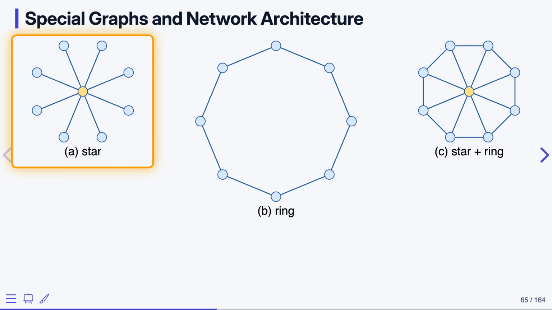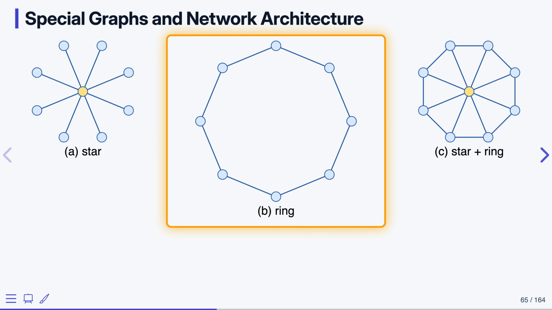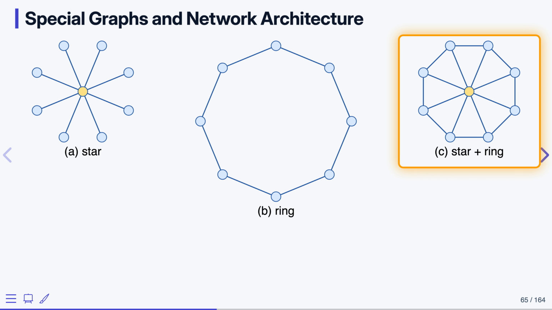Special graphs also help us build computer networks. These are the 3 most common shapes. Picture A is a star. All the devices connect to one central device, drawn here in yellow. Picture B is a ring. Each device connects to exactly 2 neighbors, and a message travels around the ring. And picture C mixes the 2. Every device sits on a ring, and every device also reaches the hub in the middle.